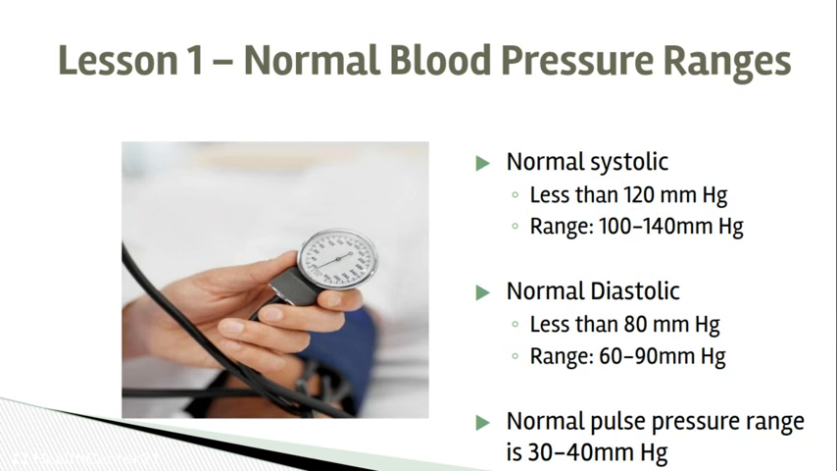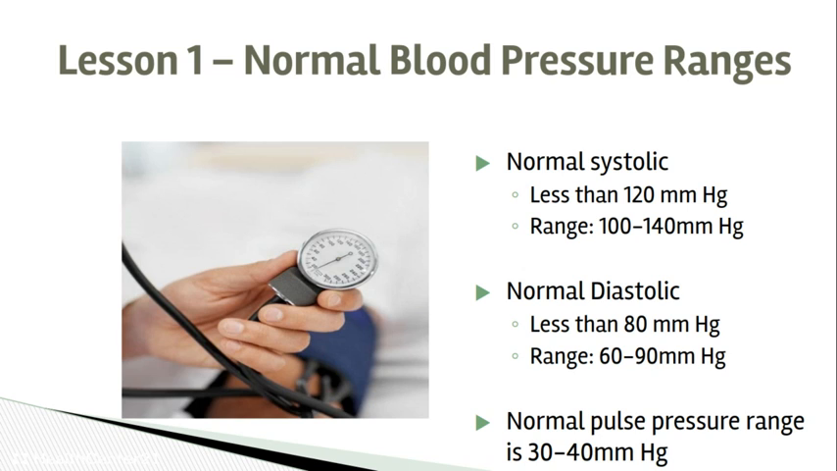So normal blood pressure ranges: a normal systolic, so that first number, is going to be less than 120 millimeters of mercury, but a healthy range is 100 to 140. The normal diastolic, so the bottom number, is less than 80 millimeters of mercury, but the acceptable range is 60 to 90. The difference between the systolic and the diastolic number should be between 30 to 40 millimeters of mercury.